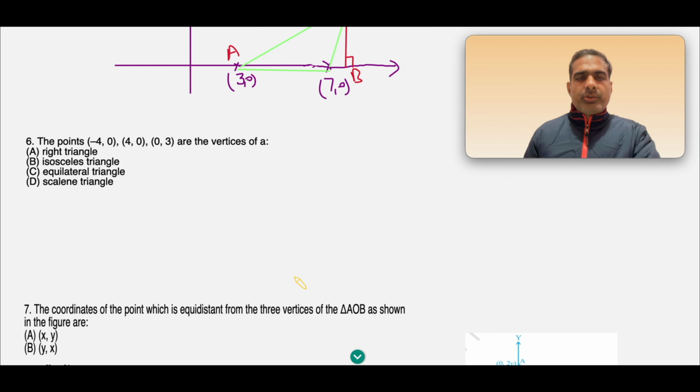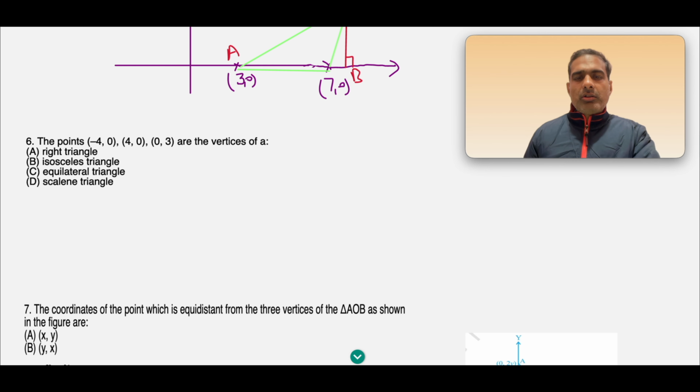Now the next question is: the points (-4, 0), (4, 0), (0, 3) are the vertices of which triangle? The options are right triangle, isosceles triangle, equilateral triangle and scalene triangle. Again, one may think that we can find the length of each side. There are three sides, so we have to use the distance formula 3 times, and then we can see whether no sides are equal, or two sides are equal, or three sides are equal, or whether they satisfy the Pythagoras theorem or not.